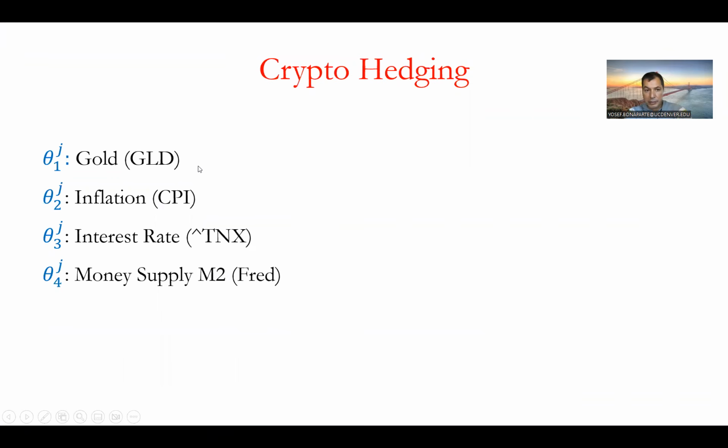We're going to estimate the model. For the gold, we're going to use GLD. It's a ticker in Yahoo Finance. For inflation, we're going to use the CPI index, and that's from the Fed. For interest rate, bond, we're going to use the TNX from Yahoo Finance, and money supply from the Fed.